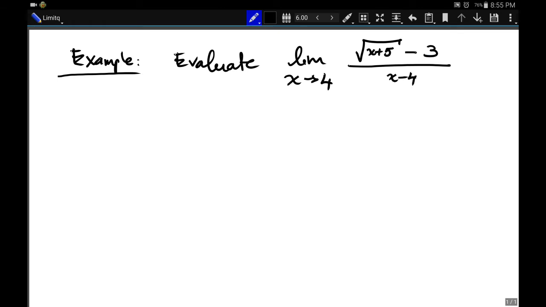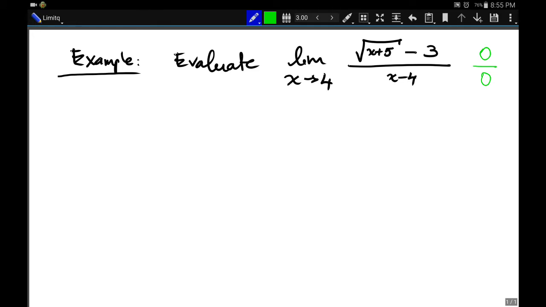First observation is that if you plug 4 in there, you get square root of 9, which is 3. 3 minus 3, you get 0. So actually in this case we have 0. And then if you plug 4 in here, you get 0. So 0 over 0, which is the indeterminate case.